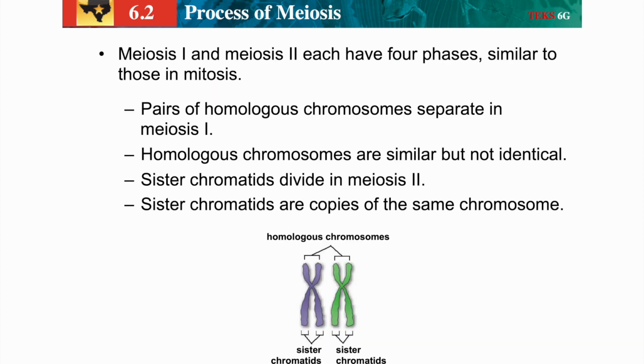All right, so now, meiosis 1 and meiosis 2 have four phases similar to that of mitosis. Pairs of homologous chromosomes separate in meiosis 1. Homologous chromosomes are similar but not identical. Sister chromatids divide in meiosis 2. Sister chromatids are copies of the same chromosome. So when we have these 23 chromosomes, we have chromosome 1, 2, 3, 4, 5, 6, all the way up to 23. And each chromosome is going to have a pair.